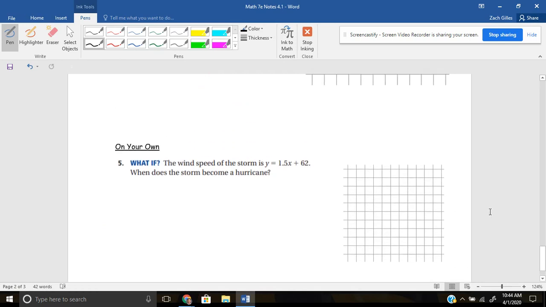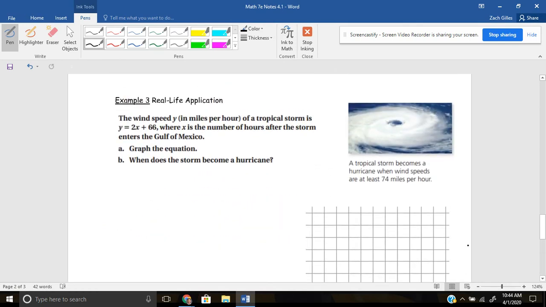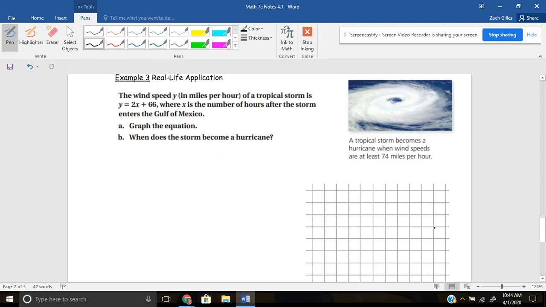We have one example left to go through here, and that's the real life example.